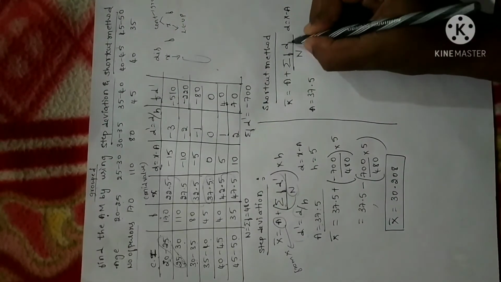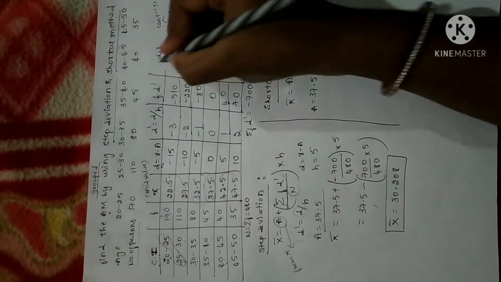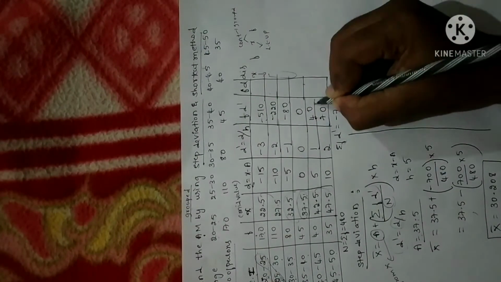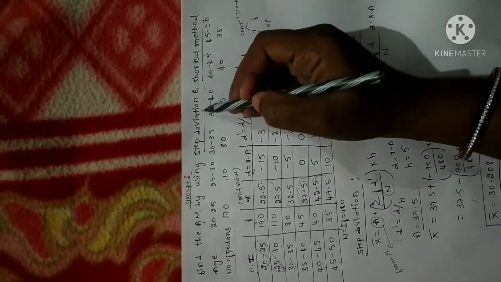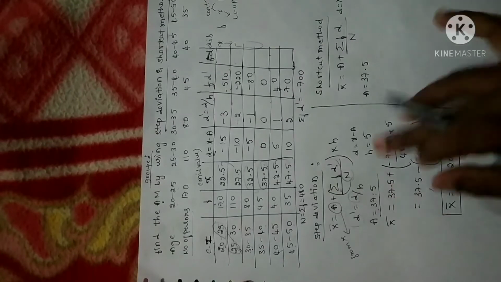Now F into D is needed. F is already given and D I have already calculated. Now I have to calculate the F into D value. Let me calculate it in this column only. So in the examination, if they ask you to find both the methods, you can do it in a single tabular column. No need to do it separately, but these two steps you have to do.